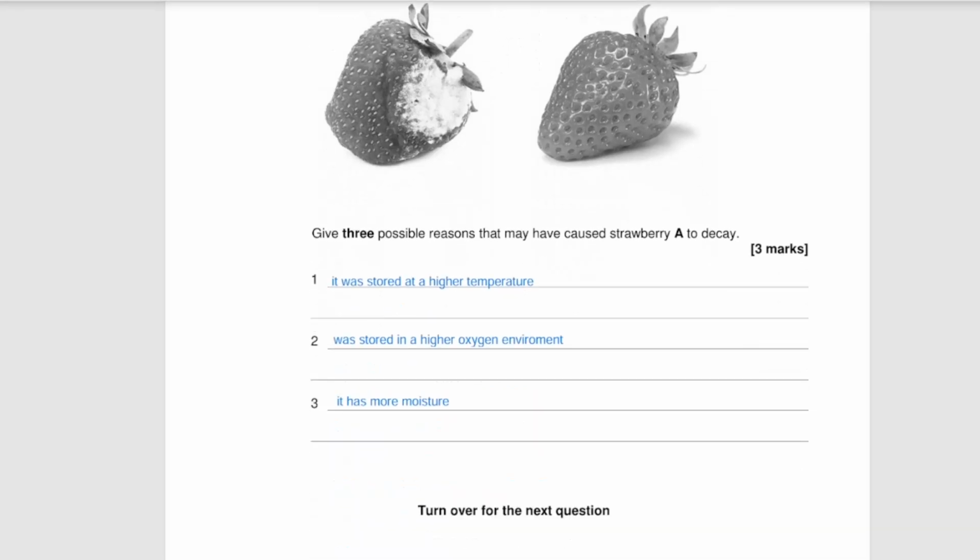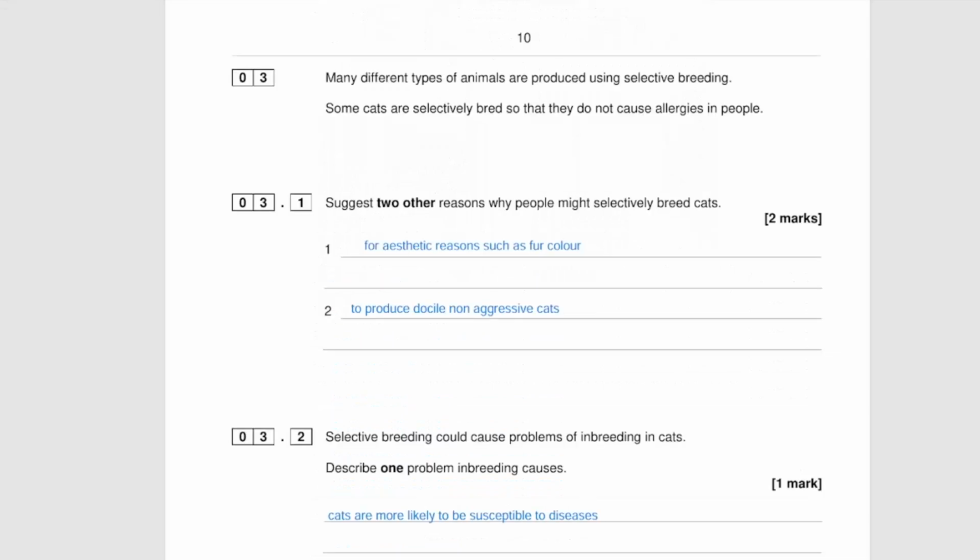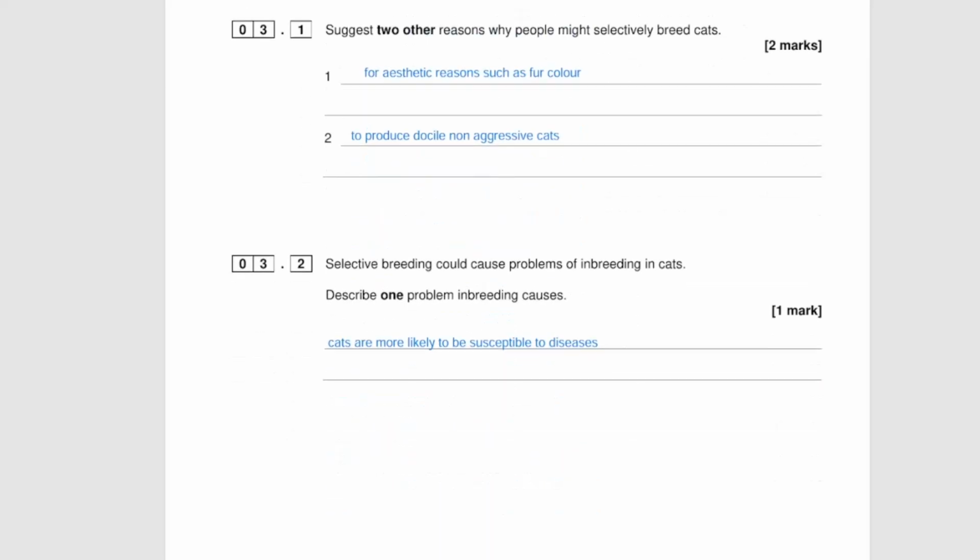Now, moving on to question 3. Many different types of animals are produced using selective breeding. Some cats are selectively bred so they do not cause allergies in people. Suggest 2 other reasons why people might selectively breed cats. One of these reasons is for aesthetic reasons, such as fur colour. Another one is to produce docile cats, which are not aggressive. And selective breeding could cause problems of inbreeding in cats. Describe one problem inbreeding causes, and that is that cats are more likely to be susceptible to diseases.